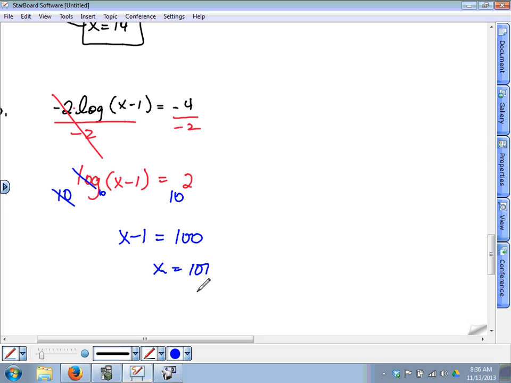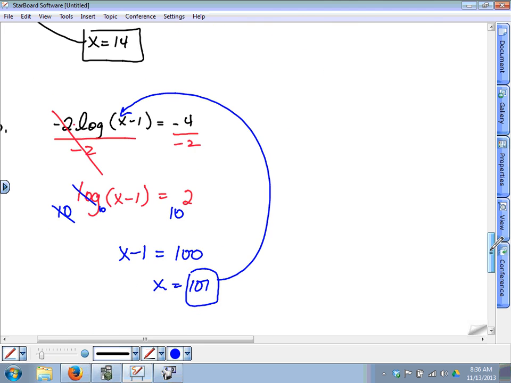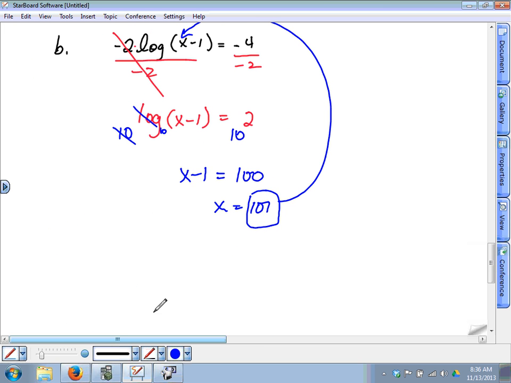Again, really easy to check. If you took 101 and plugged it in there for x, subtract 1, it's 100. Log 100 is 2. 2 times negative 2 is negative 4. These are some of the more simple logarithmic equations. Let's do example 4. Let's get a little bit harder.